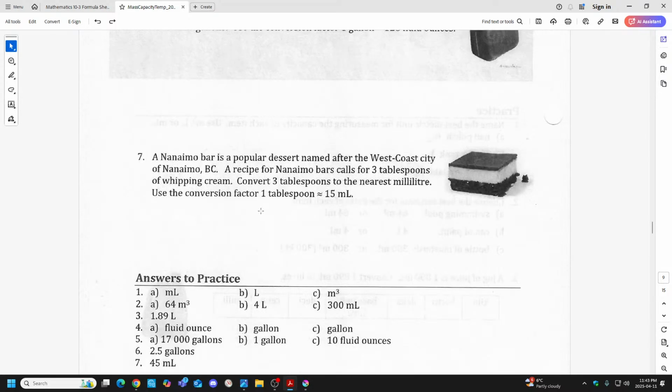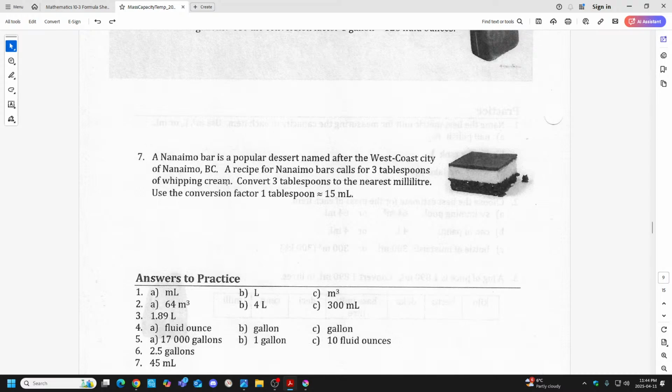All right, a Nanaimo bar. Yummy, yummy, yummy. It is a popular dessert named after the west coast city of Nanaimo, BC. That's a beautiful country up in BC, but unfortunately, I'm just going to leave it at that. If you love mountains and forest and trees, call it God's country. I don't live there myself, but I've been there.